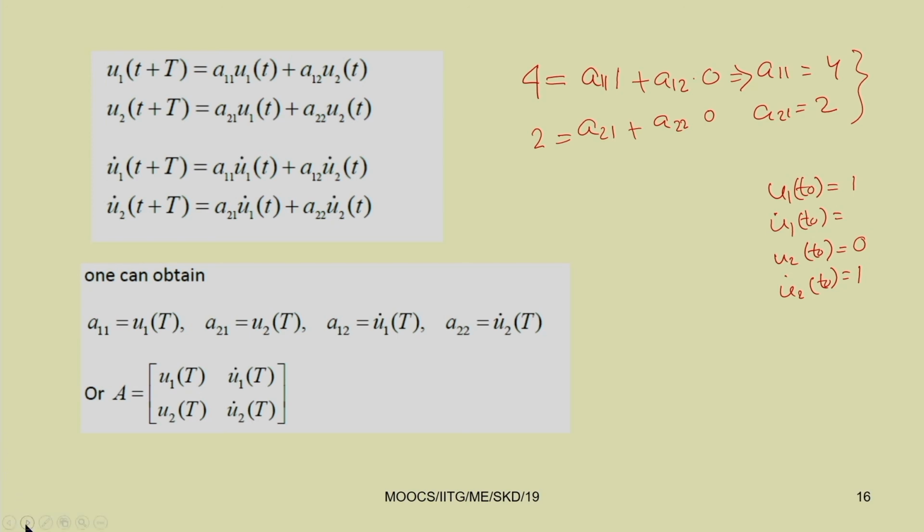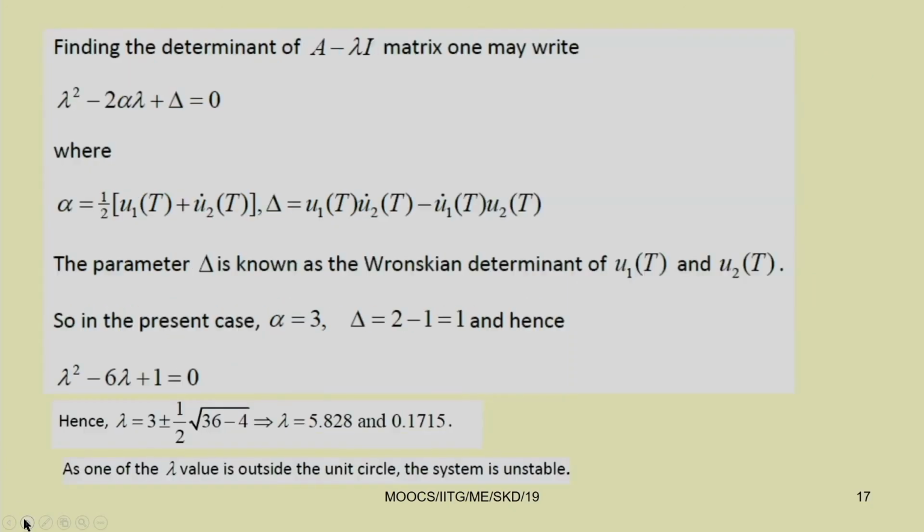After finding this A matrix, now you can find A minus lambda I. You have to find this lambda, so you just write determinant of A minus lambda I equal to 0. Now, you can get lambda square minus 2 alpha lambda plus delta equal to 0. In this form you can write, where alpha equal to half of u1(T) plus u2 dot(T) and delta equal to u1(T) u2 dot(T) minus u1 dot(T) u2(T). So, this is the determinant and this is the trace of that matrix.